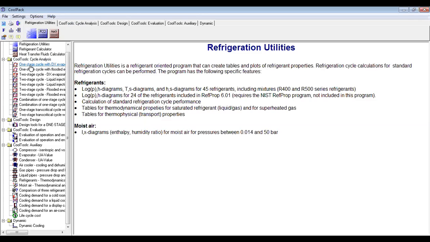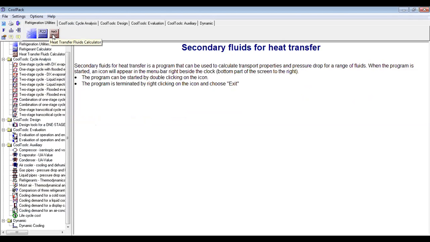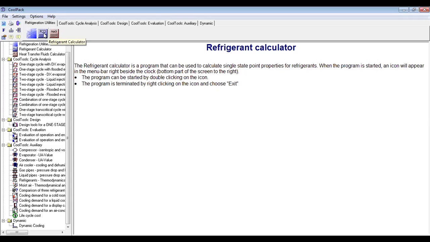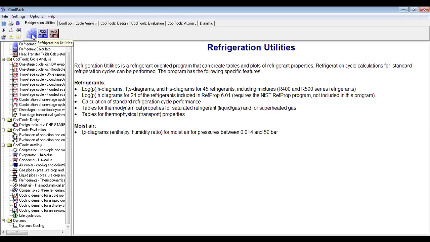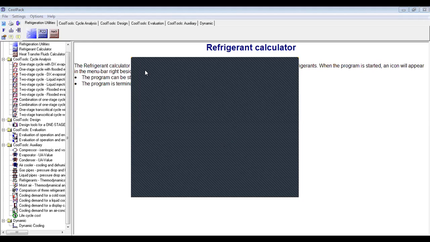Here you can see cycles, single stage, two stage cycles, even the heat exchangers, the evaporators, condensers, on the left side. And also this R22, this is the refrigerant calculator. This is the heat transfer fluid calculator, for secondary fluids. When you go here, refrigerant utilities.